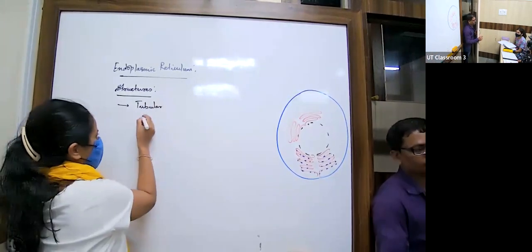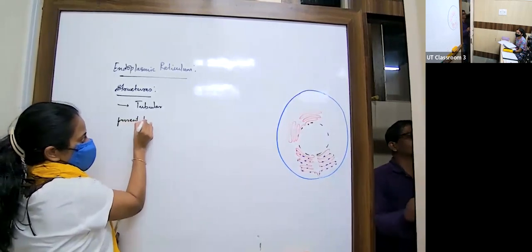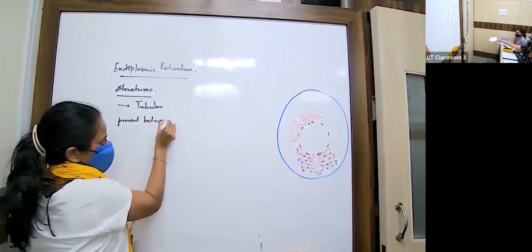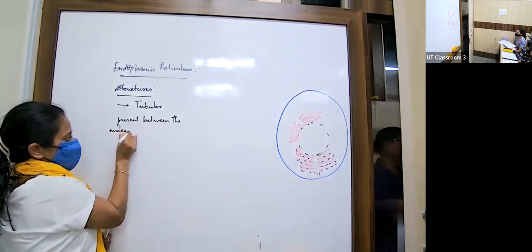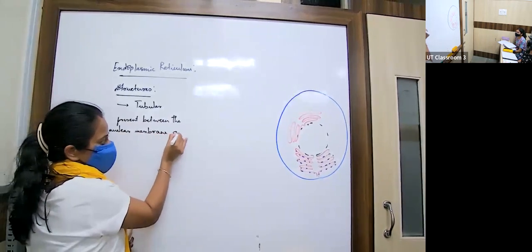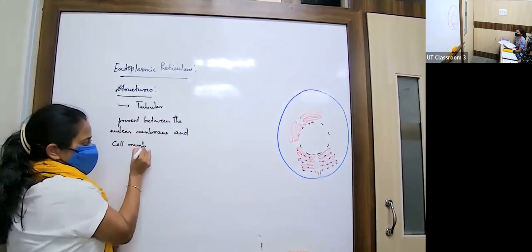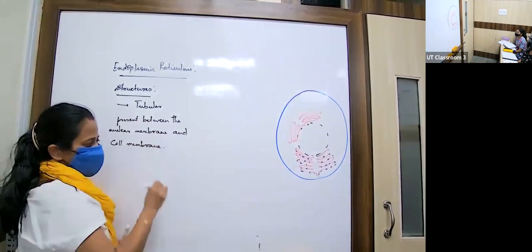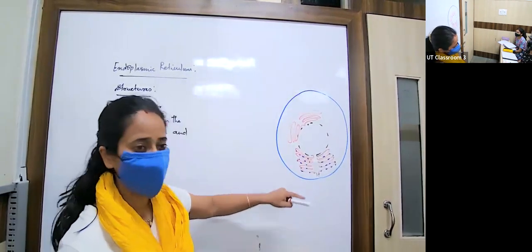Apart from being tubular, what else? They are present between the nuclear membrane and the cell membrane. Yes or no? Mostly when you talk about the endoplasmic reticulum, they are almost spanning the entire width of the cell.